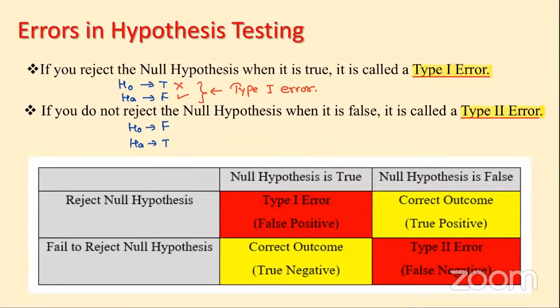So if the null hypothesis is false, listen carefully, if the null hypothesis is false, are we supposed to reject this or not? We are supposed to reject it, right? But there is a mistake. We are not rejecting this. That means we are accepting it. We are accepting the false. That means this type of error is called type 2 error. I have also shown type 2 error here in the fourth box in the table.